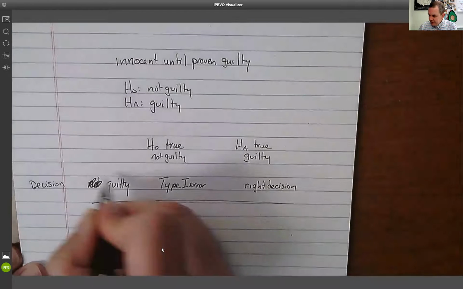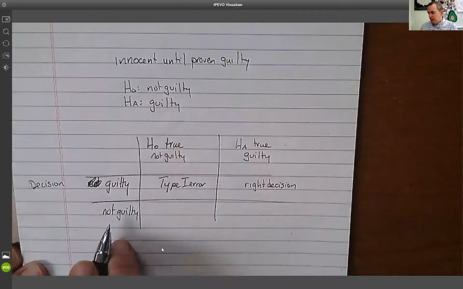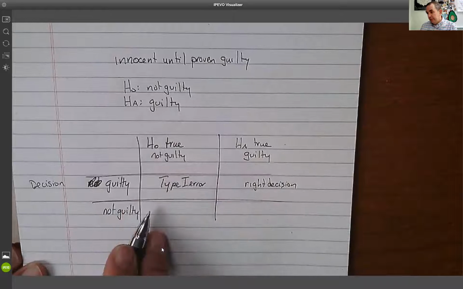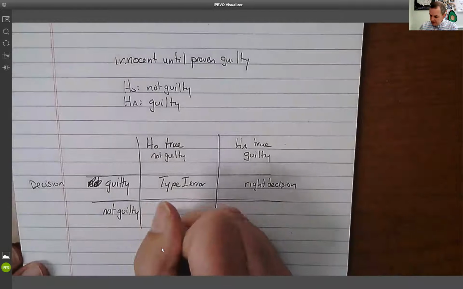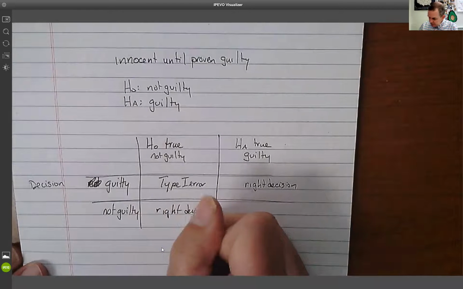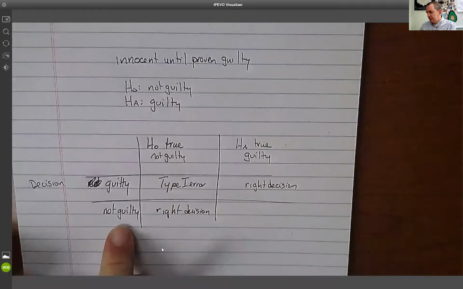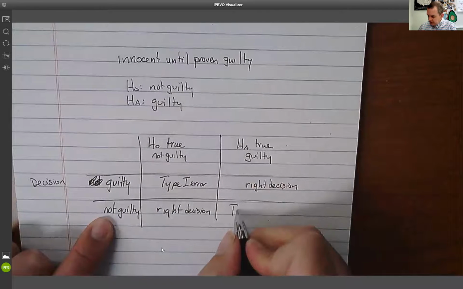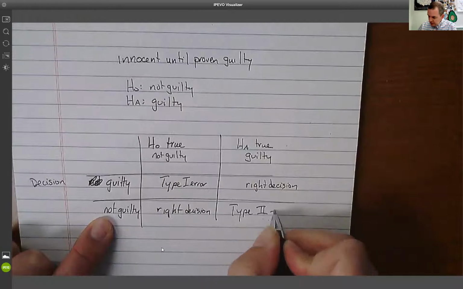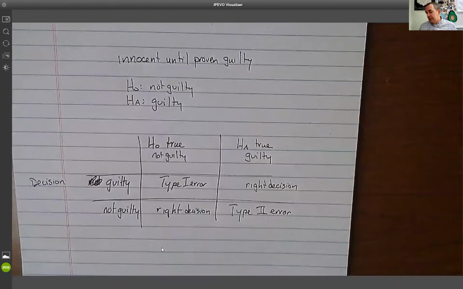Now let's say instead, you were not guilty, and we found you not guilty. We made the right decision. Now let's say you were found not guilty, but you actually did it. In this case, we committed a type 2 error. So a type 1 error is where we find an innocent person guilty. A type 2 error is where we find a guilty person not guilty. So that's the court of law analogy. So that's our type 1 and type 2 error.